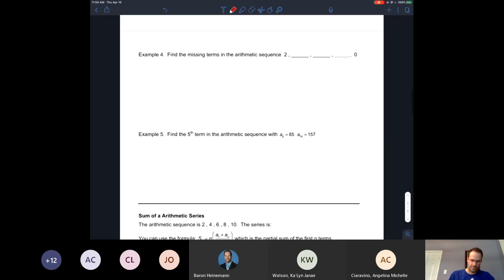Number 4. Same problem. I could skip this problem, or if we were in class, I would stop and say, okay, your turn. You try this problem out. But since we're not in a classroom setting, I'm just going to go through it.